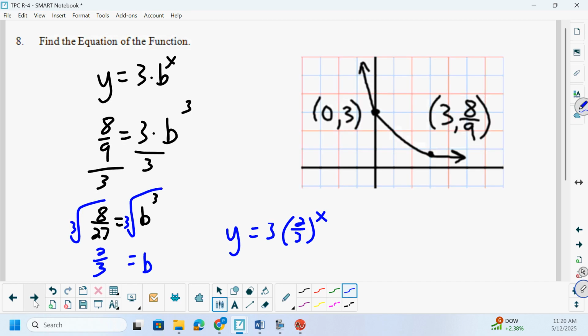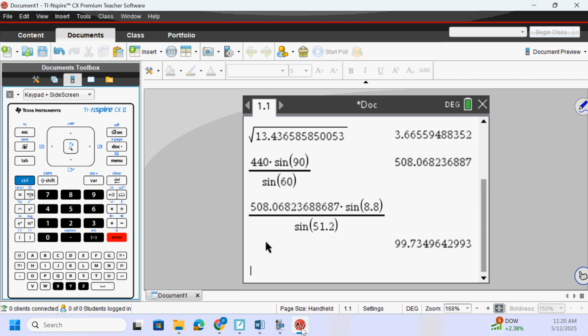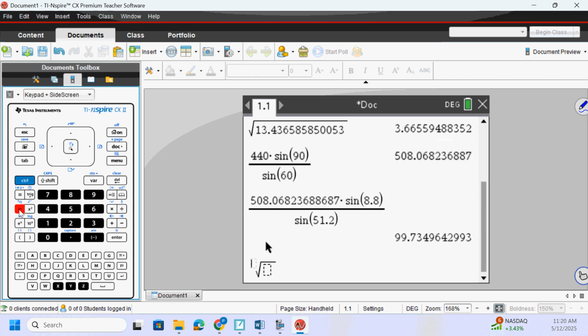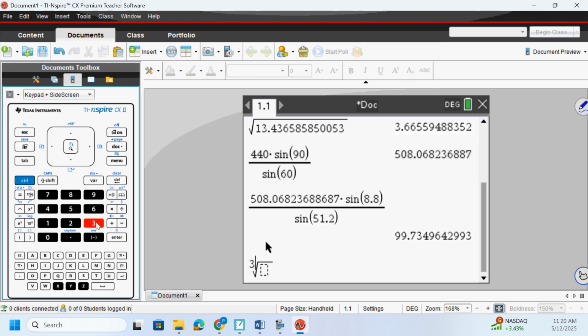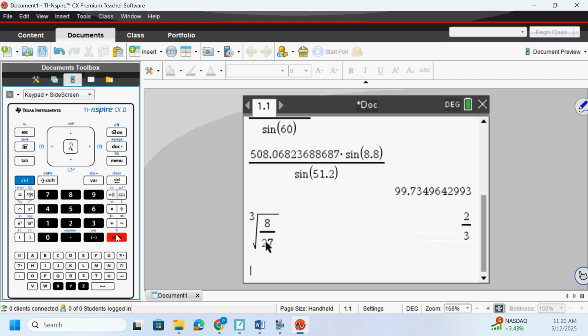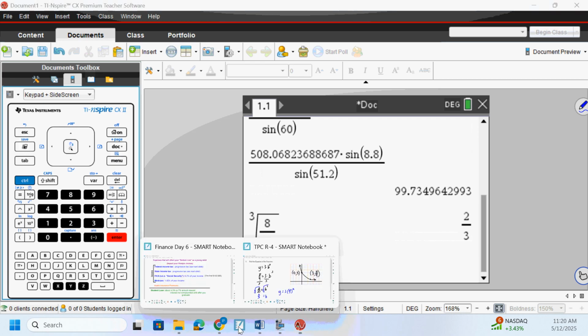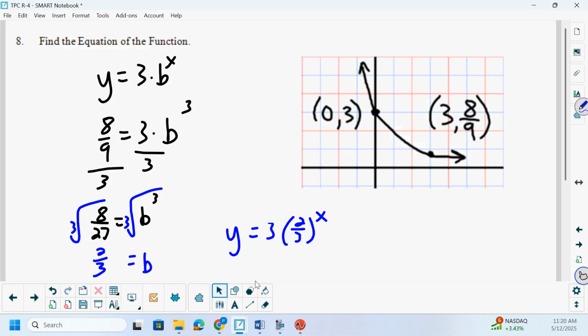In 8, 3 for a, put in your 3 for x and your 8/9 for y. Divide the 3 over to get 8/27. Now to undo a cubed, we have to do a cube root. As a reminder on the calculator, the cube root is above the caret button. So do Control caret, which is 2 left of the 4. Then you put the 3 in the little crevice there, and then put in your 8/27. So it'll give you back 2/3 for your b value. So we have y equals 3 times 2/3 to the x.